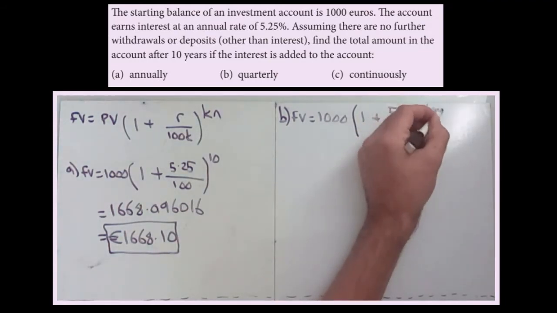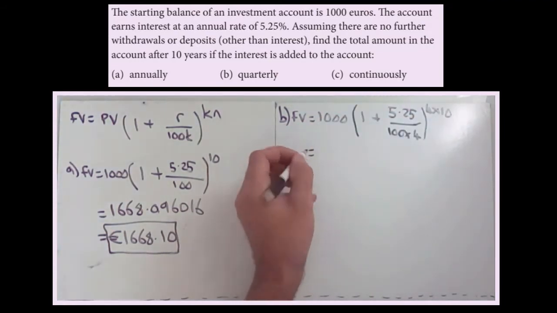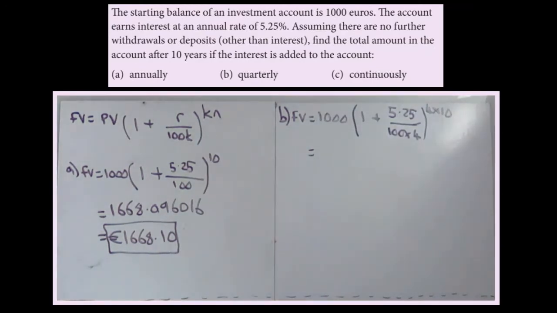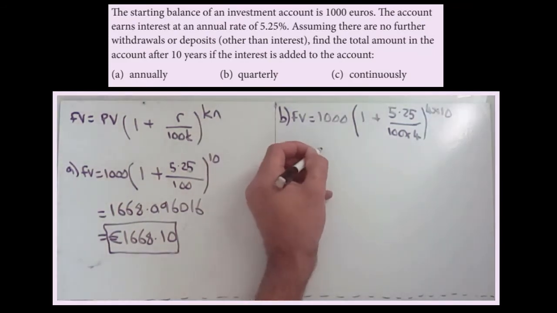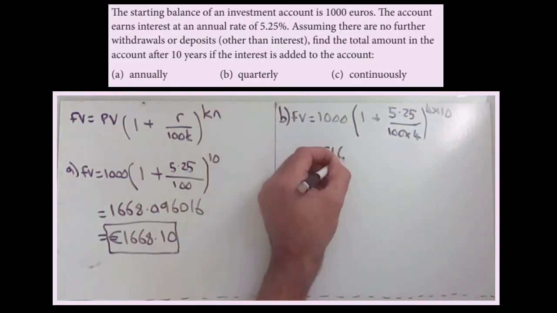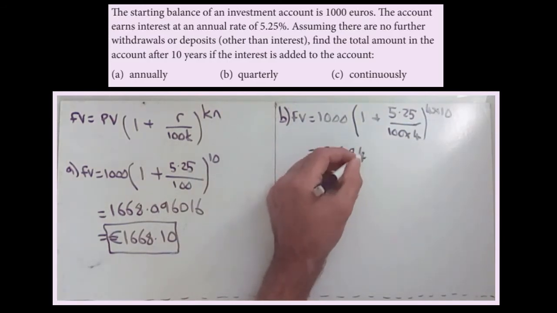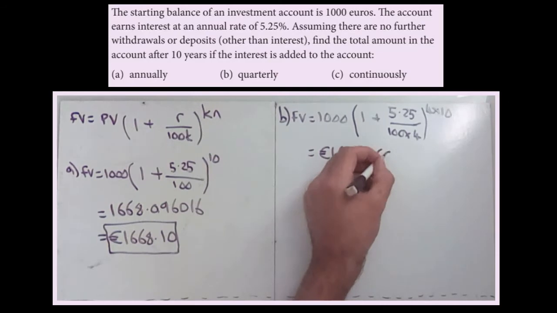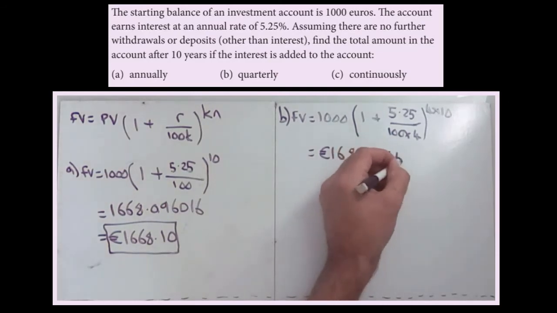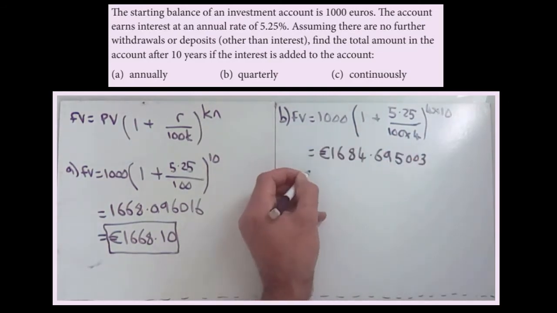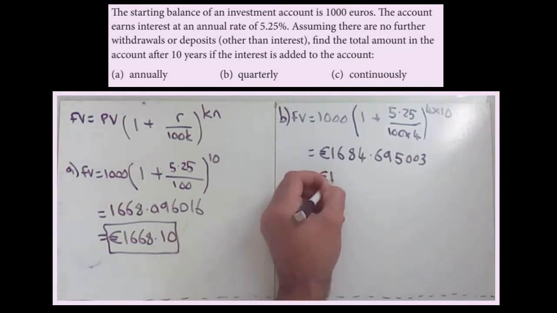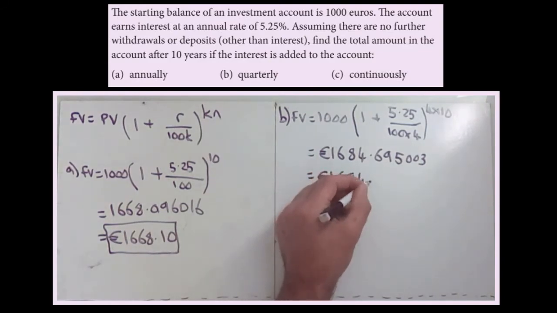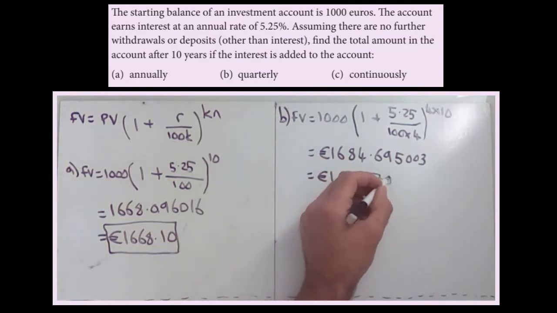So 4 times 10. You can simplify that a bit if you want to, or you can go straight to putting it in the calculator, which I would probably do a bit of both, I guess. That comes out at, in euros, 1684.695003. So again, 2 decimal places for money, we will call that 1684.70.